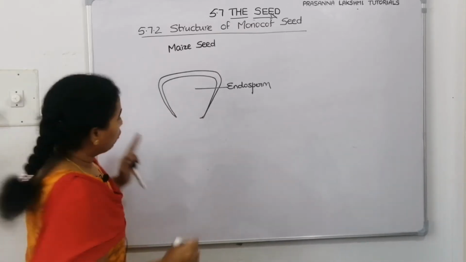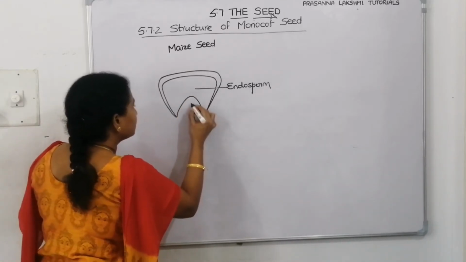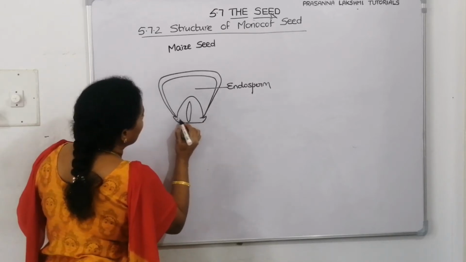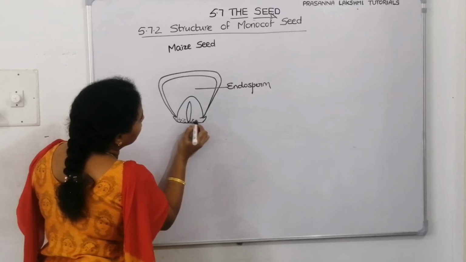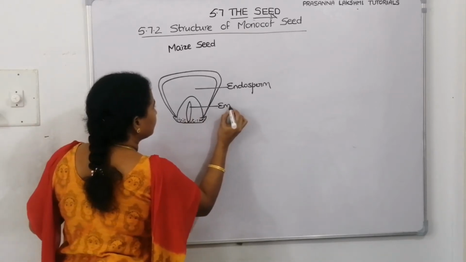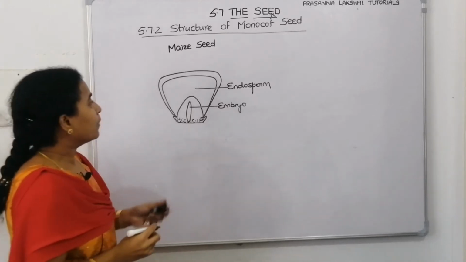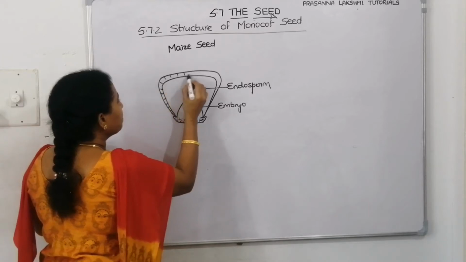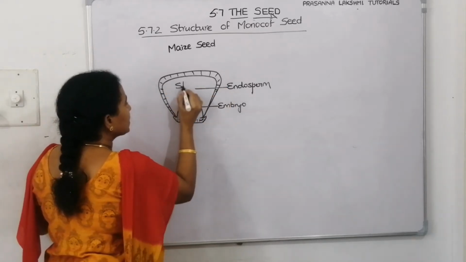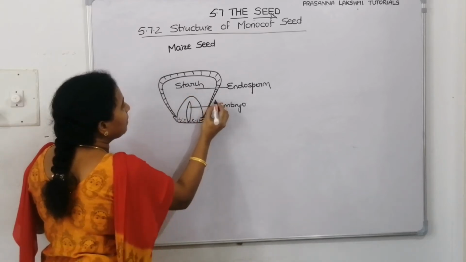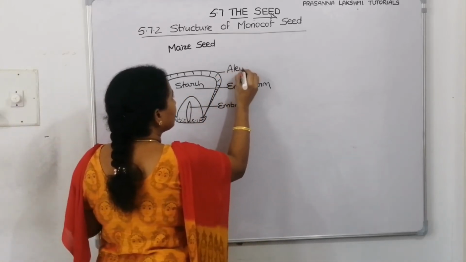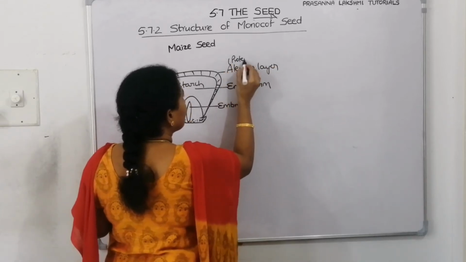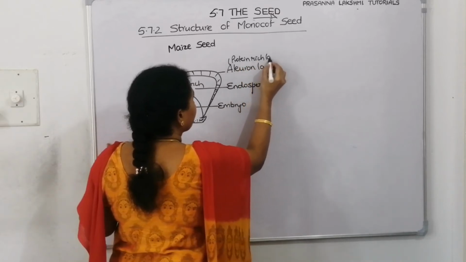And where is the embryo? This is an embryo. The embryo is at one corner and this is endosperm. And the endosperm is covered. This is starchy endosperm. The endosperm is covered by a layer which is called aleurone layer. This aleurone layer is a protein-rich layer.